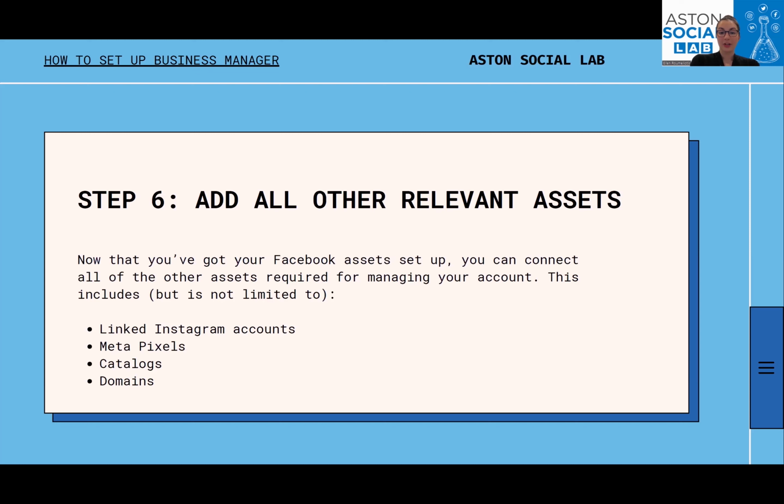Step 6 is to add all the other relevant assets. So now that you've got all your Facebook assets set up, you can now connect all of the other assets required for managing your account. So this includes, but it's not limited to, other Instagram accounts that you own, pixels that you use for advertising and tracking, catalogs if you've got a retail store, and then domains.